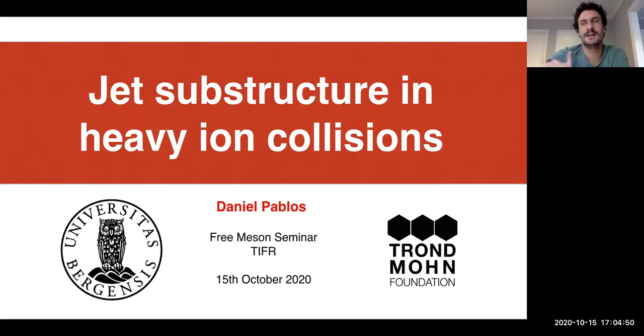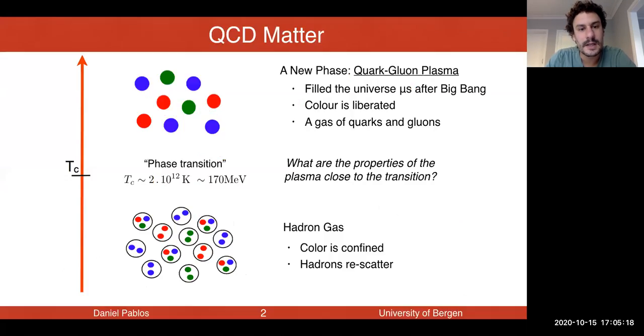It's a broad subject, and it's rapidly developing. A lot of new insights are appearing. People are starting to agree in the field on what the important things are. So I hope that I can give you a general view on this and give you the keys that will allow you to understand where we are when it comes to jet substructure in heavy ion collisions. So, QCD matter.